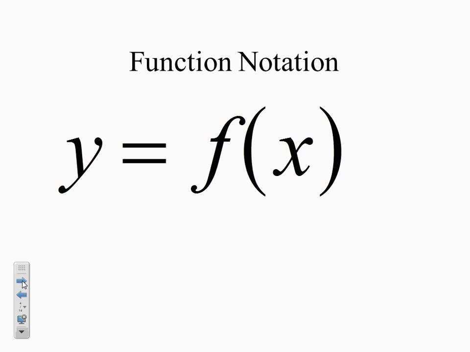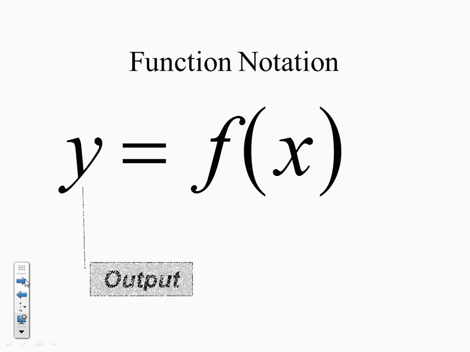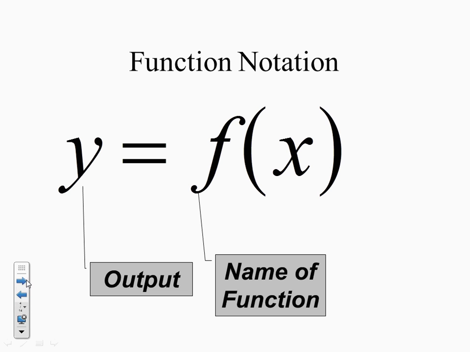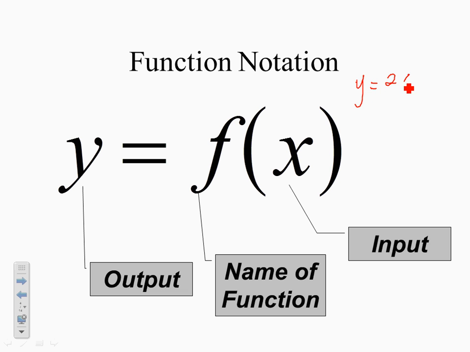Alright, so let's label. On a function notation, y equals f of x. That's how you write it. That's how you read it, I'm sorry. f is the name of the function, and then your x will be your input. It's just another way of writing an equation, a linear equation. So I can write y equals 2x plus 3, but I can also write f of x equals 2x plus 3. It's the same thing.